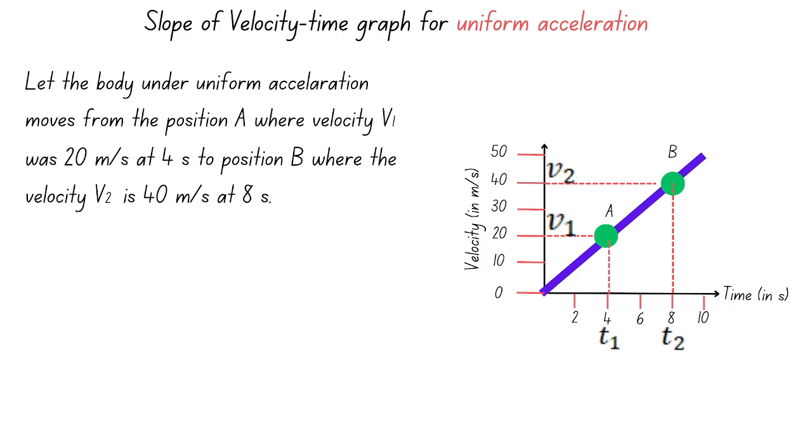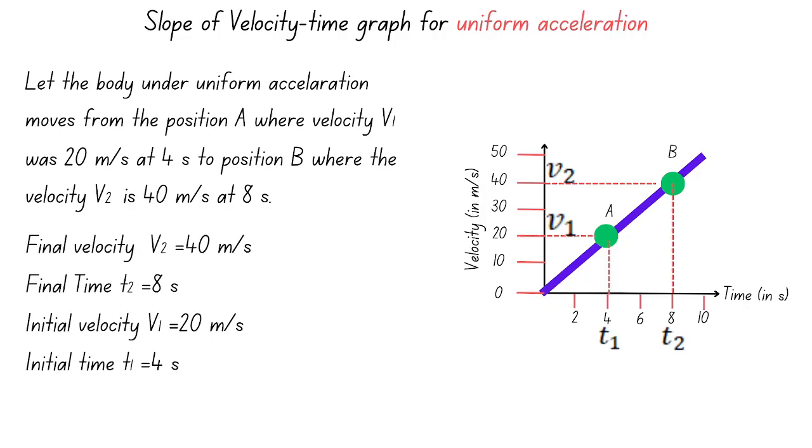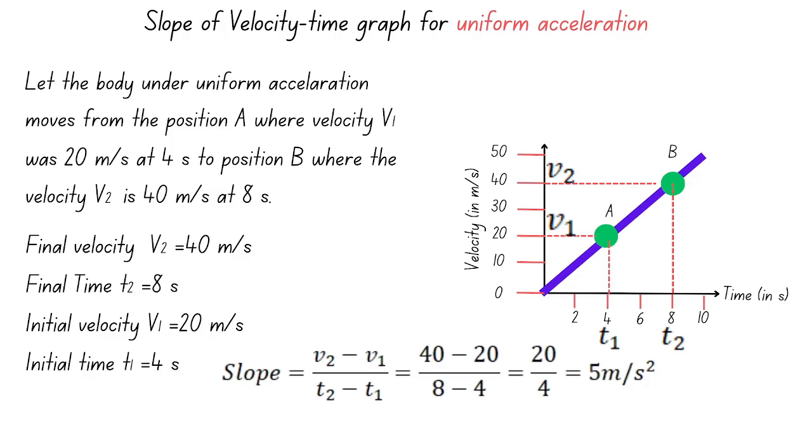Final velocity v2 equals 40 meters per second. Final time t2 equals 8 seconds. Initial velocity v1 equals 20 meters per second. Initial time t1 equals 4 seconds. Therefore, the slope is (v2 minus v1) over (t2 minus t1), which equals 5 meters per second squared. Look at the unit. It is meters per second squared, which is the unit of acceleration. Also, the slope is positive.